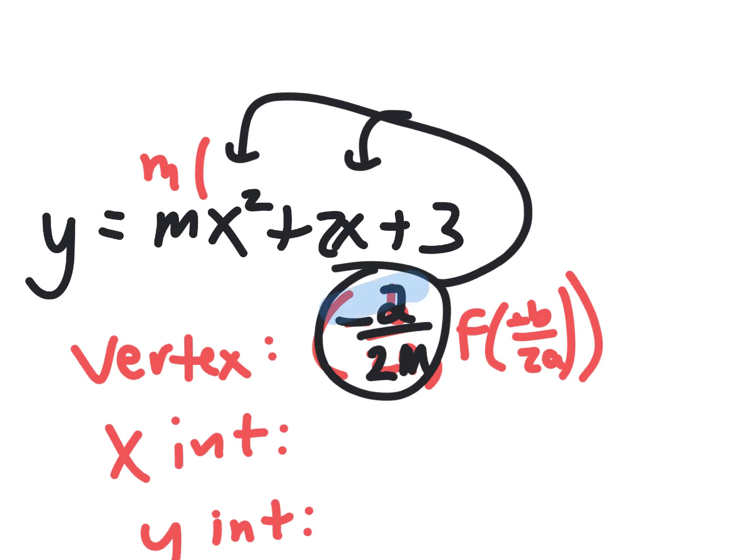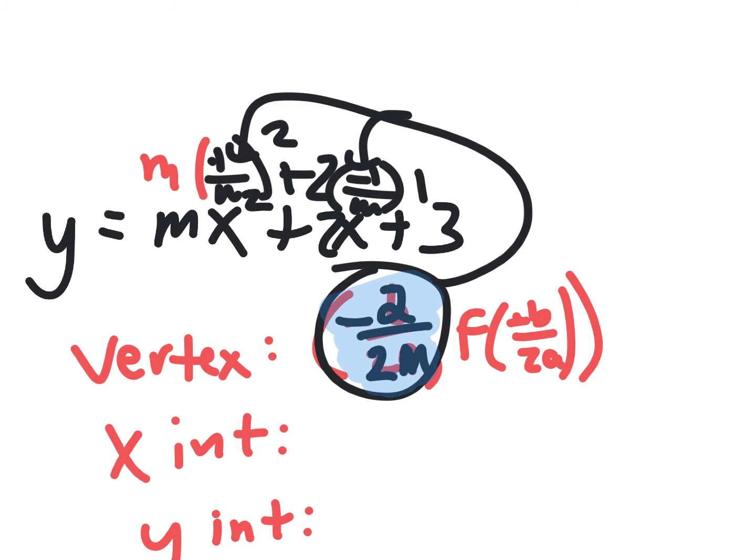Maybe you didn't cancel those. Oh, what did you put? Negative 1 over m is correct. Negative 1 over m squared plus 2 times negative 1 over m plus 3. I know it's hard to read, but negative 1 over m is better than negative 2 over 2m because the 2's are canceled. Now that, I'll highlight in blue, all of this right here, that would be your y of the vertex.